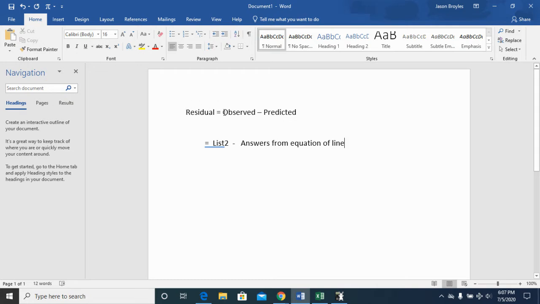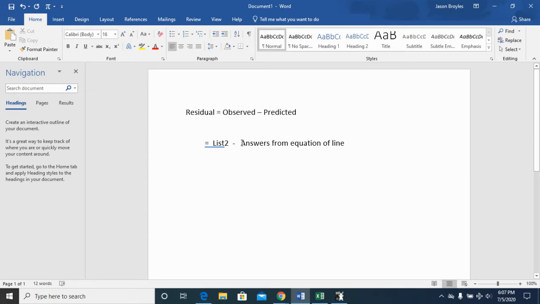For the residual, the definition of it is the observed minus predicted. That's how we calculate each residual. The observed is just the answers that you have in list 2. So in our calculator, those will be all the list 2 values. The predicted is the trickier part.